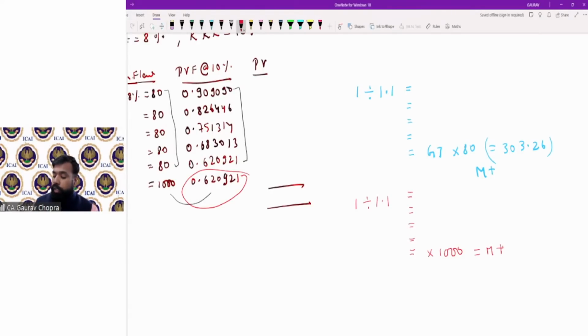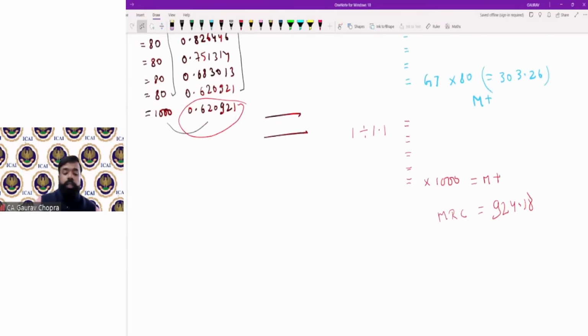तो आपने क्या किया? 1 डिवाइडेड बाय 1.1 इक्वल टू 1, 2, 3, 4, 5 टाइम्स. Multiply by 1000 and then put in the memory. Now press MRC button. You will get the answer. After pressing MRC, 924.18. This is your answer.